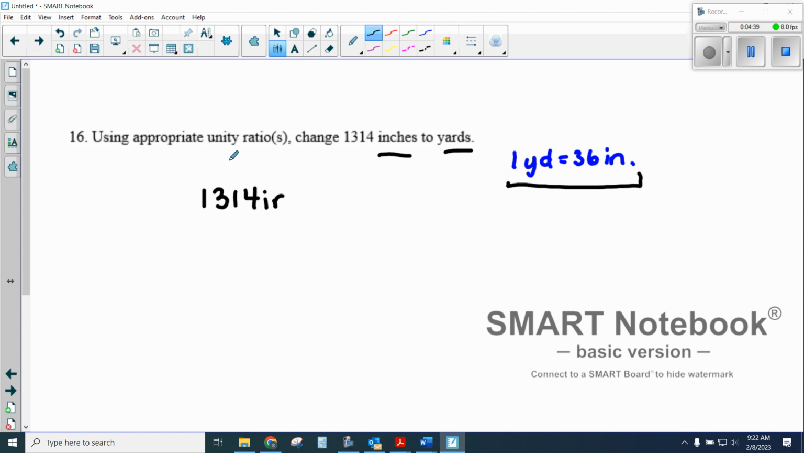If we're starting with inches, and we want to go to yards, that means the yards go on top and the inches go on the bottom. If 1 yard is equal to 36 inches, then it doesn't matter which one I put on top and which one I put on the bottom, but I want my inches to go away so that I'm left with yards. Our rounding rules apply here. Make sure you review the rounding rules. But this is 36.5 yards.